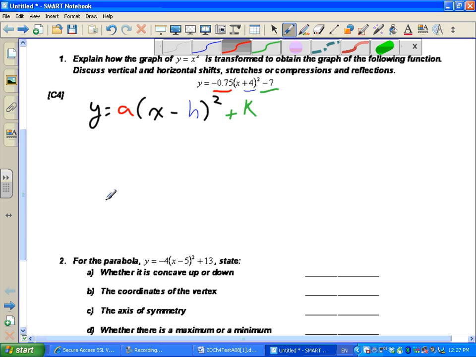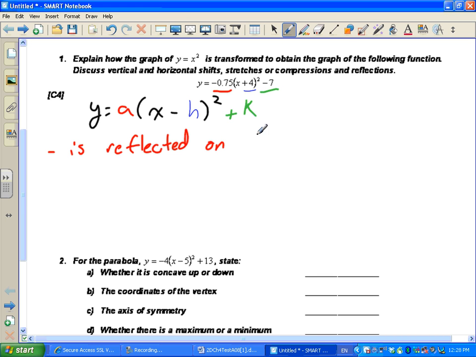Yes, Jeffrey, yes. Because this is negative, this graph is reflected on the x-axis. That's because it is negative. And it is 0.75. In other words, it is less than 1. Is it stretched or compressed?